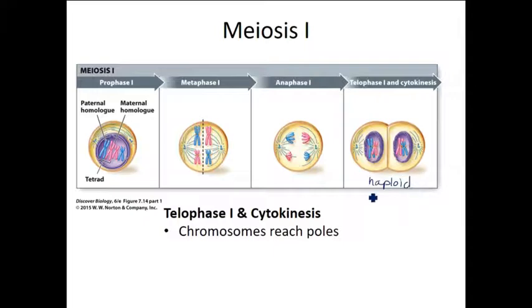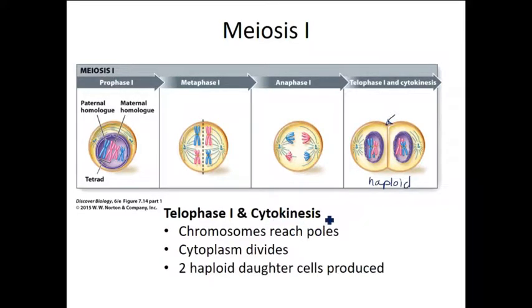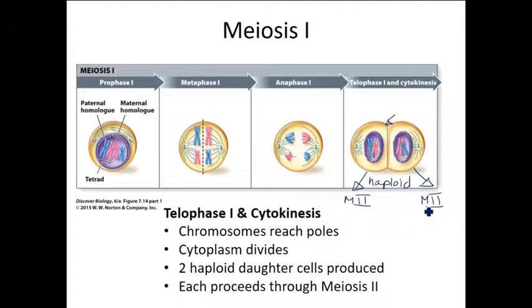Okay, and cytokinesis is also happening, so they're forming two cells. So each one is haploid. Back here we had 2 long ones and 2 short ones. Now we have 1 long one and 1 short one for each. The cytoplasm will divide and we'll end up with 2 haploid daughter cells. Each one of these daughter cells is going to go to meiosis 2, and that's what comes next.